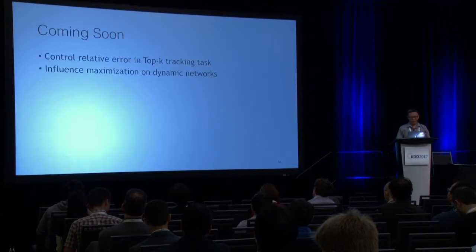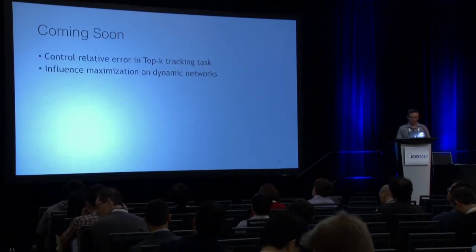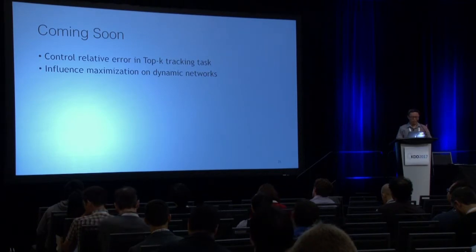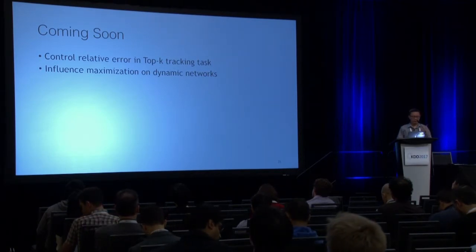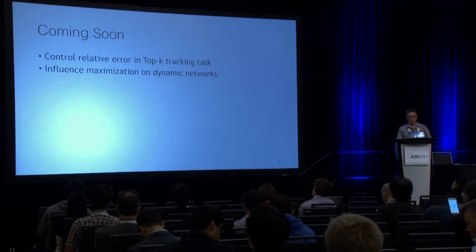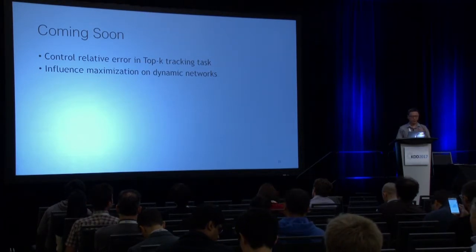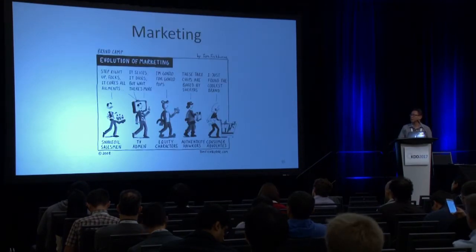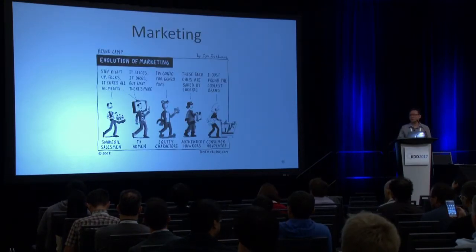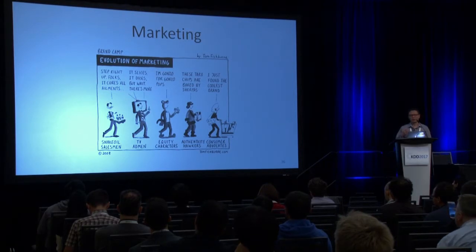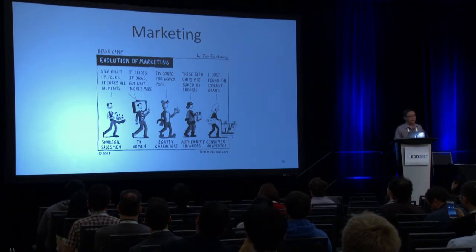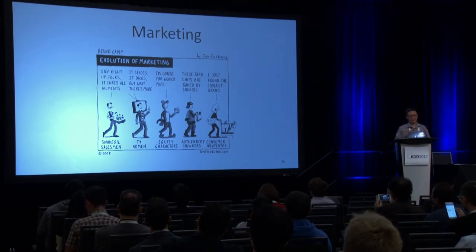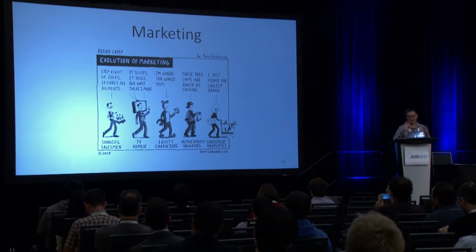Okay, this is still ongoing work. We are still working on how to control the retrieval error in the top K checking task and how to do influence maximization on dynamic networks. Related to this, we also work on something like viral marketing in more application scenarios. Okay.